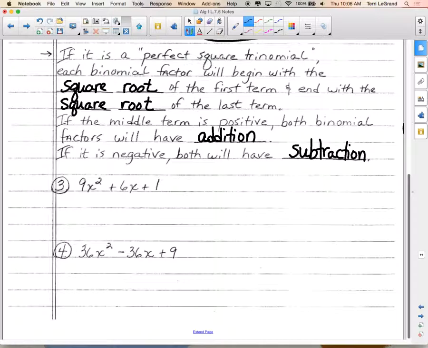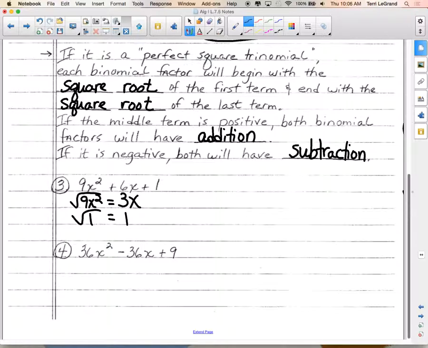So again, this is saying it's already passed the perfect square trinomial test. Now this is what you should be able to do. First we've got to decide if it passes the test. Is 9x squared a perfect square? Yes. Is 1 a perfect square? Yes. So what is the square root of 9x squared? 3x. And what is the square root of 1? 1.